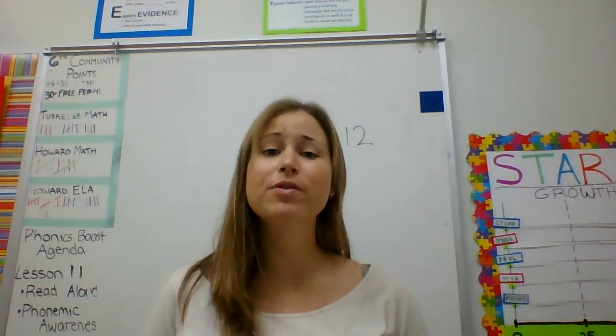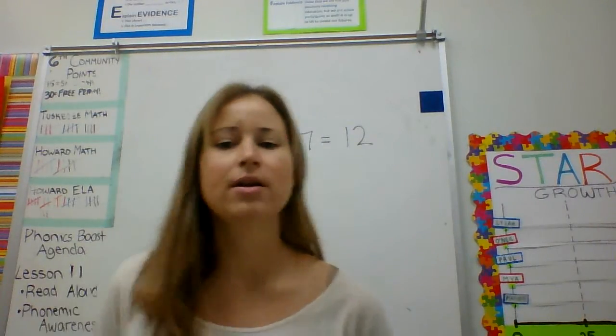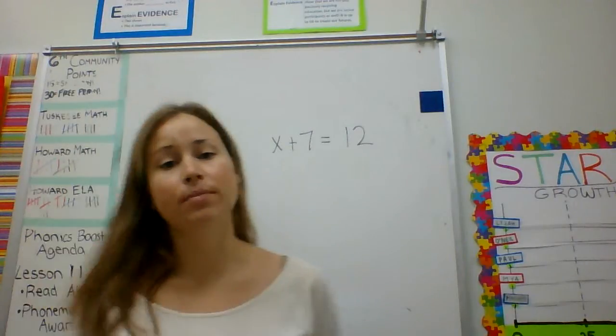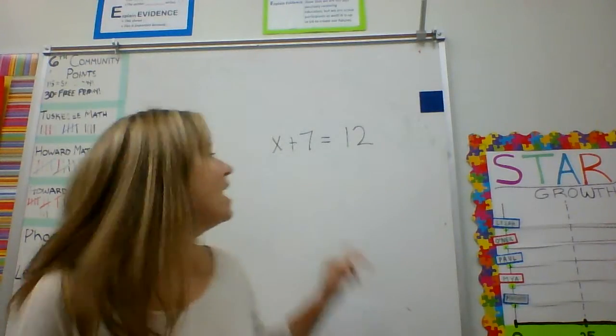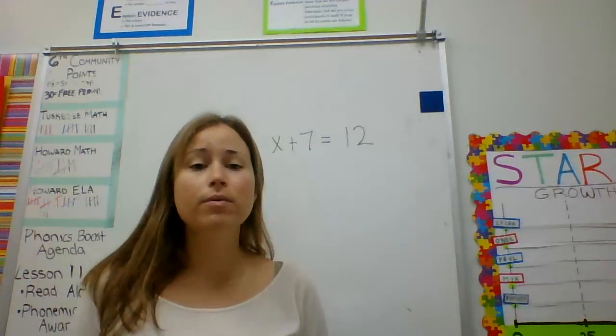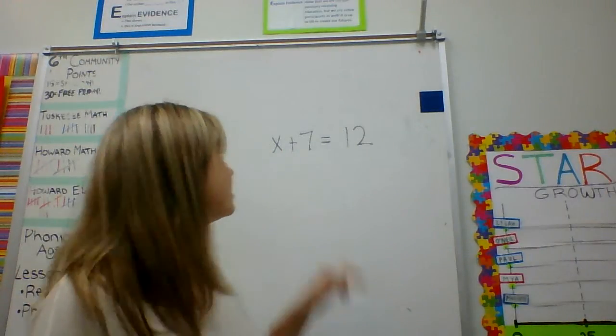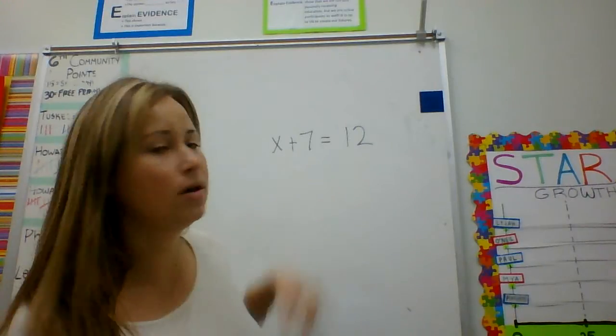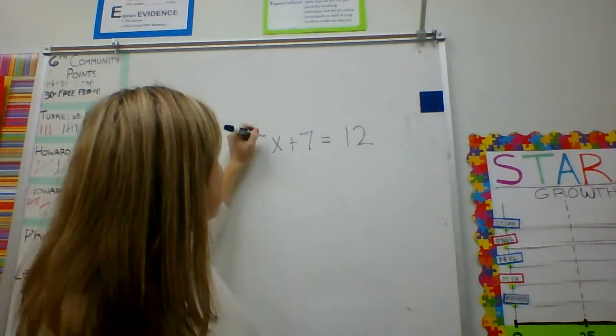All right, today we're going to review solving one-step equations. Now, we'll take a look at example 1 on your page, also on the board. X plus 7 is equal to 12. The goal when we're solving equations is to get our variable on its own. So I have my variable right here, it's x.